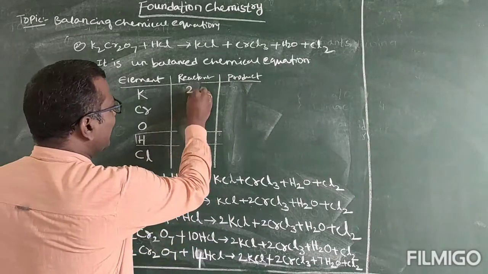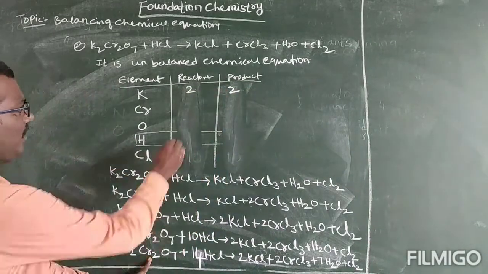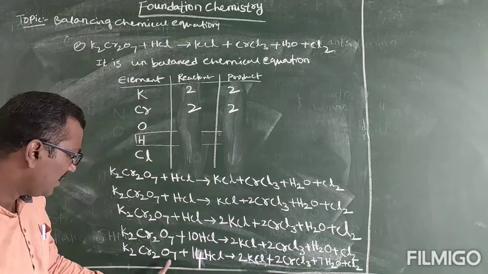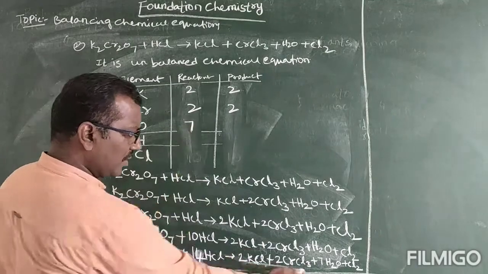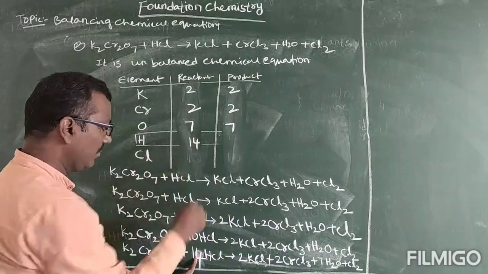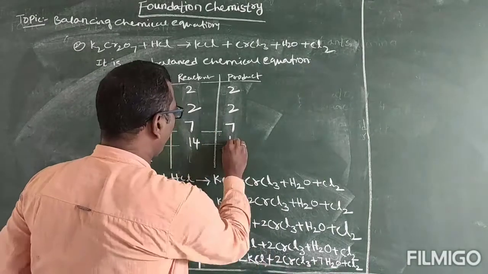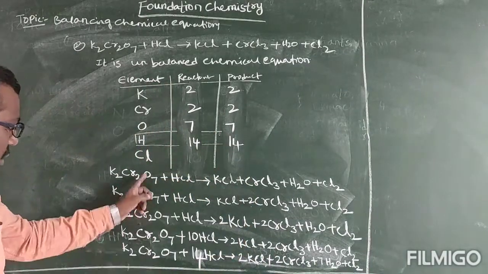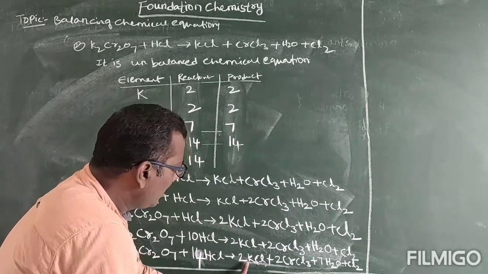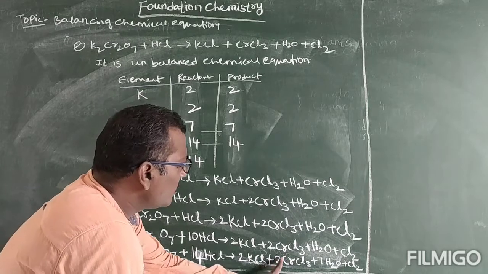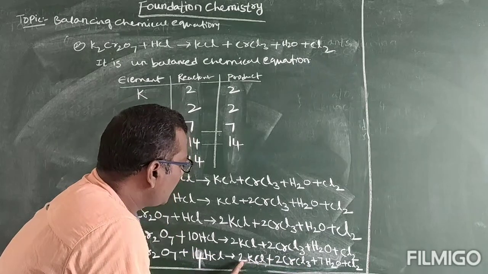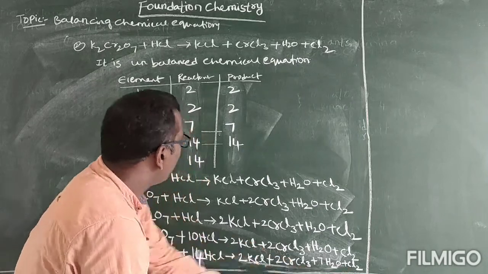Balance: chromium 2, and here also 2. Oxygens 7, and here also 7. Hydrogens 14, 7 twos are 14. Chromium, now chlorine. Here 14 came, but here 2 plus 6, 6 plus 2, 8 to 10 only.